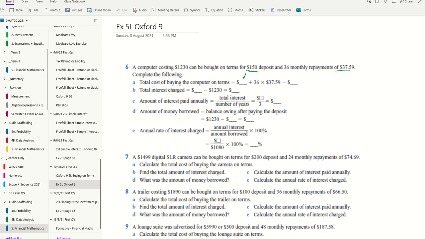Total interest charged is going to be this, what you just worked out, minus the cost of the computer, 1230. The amount of interest paid annually is the total interest divided by the number of years. The amount of money borrowed is the balance owing after paying the deposit. So that was what the computer cost minus the deposit you paid of 150. And then the annual rate of interest charged, you're putting C, the answer to C, over the answer to D, multiplying it by 100%, to give you your annual rate of interest.